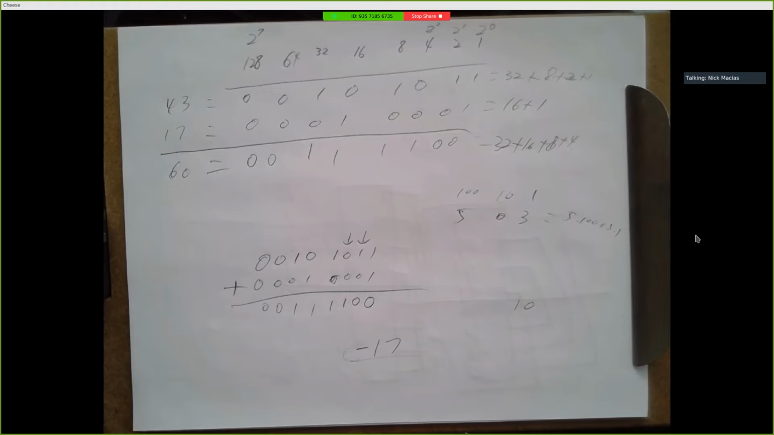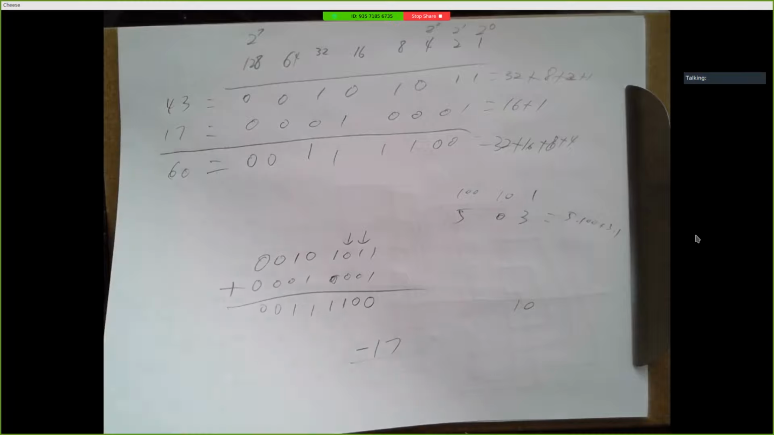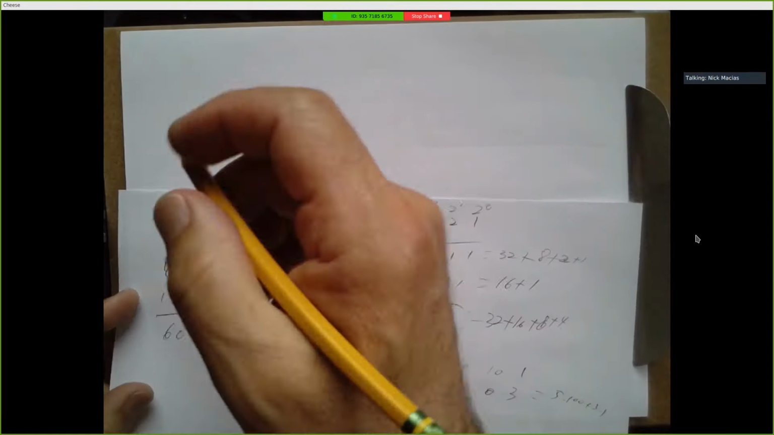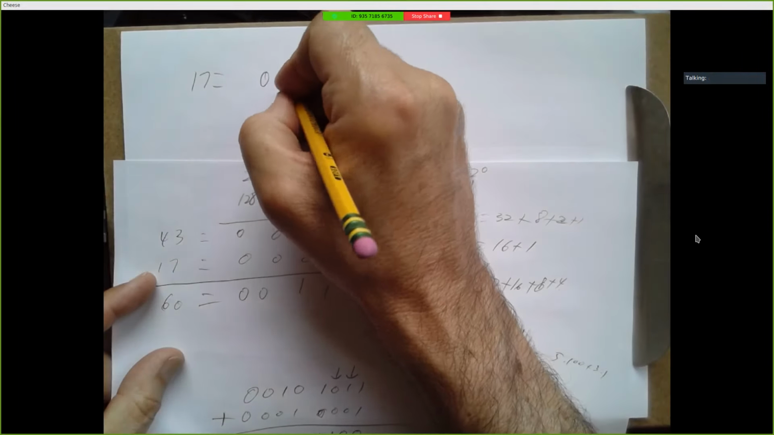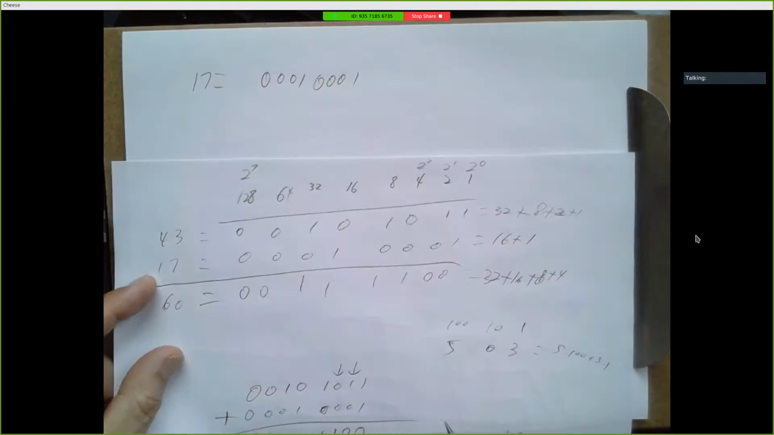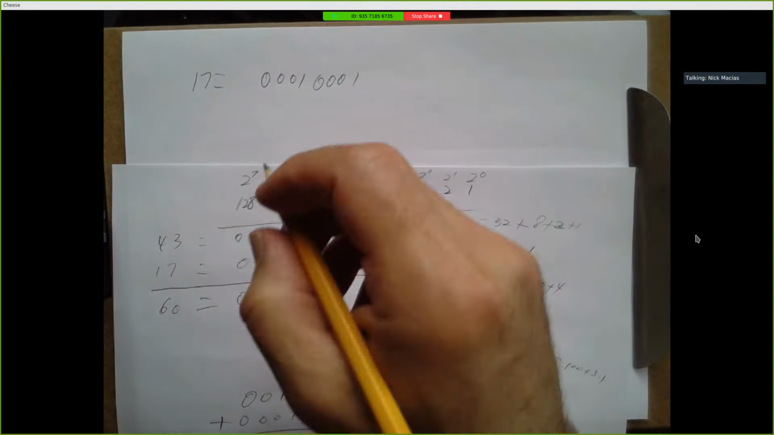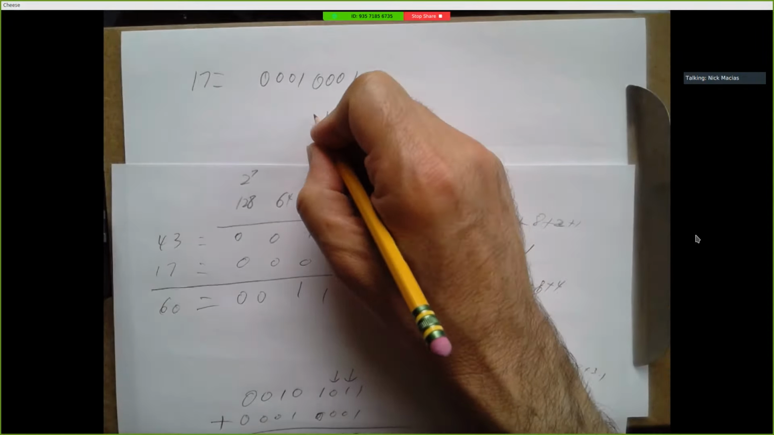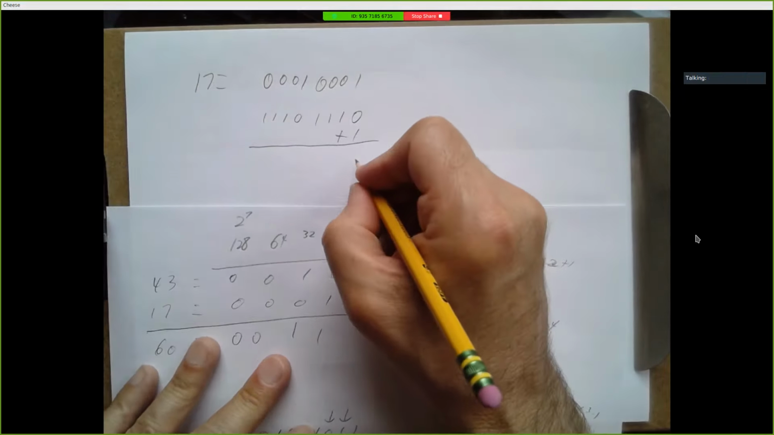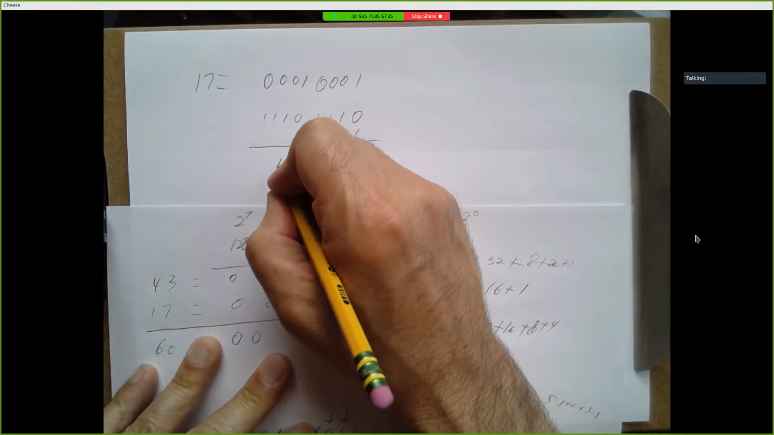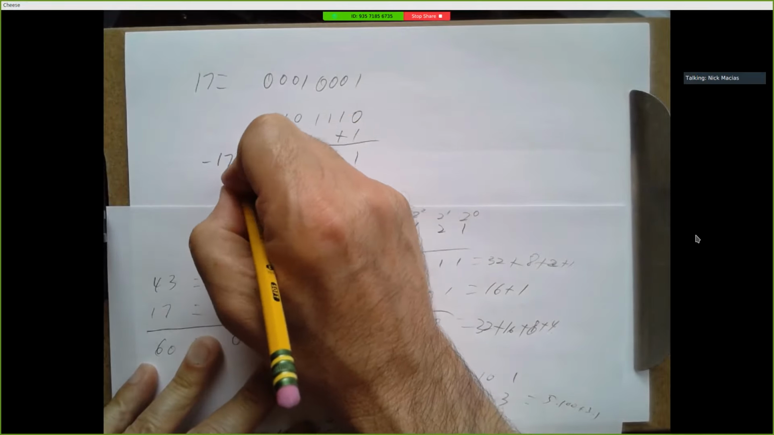And we can do that in binary too. We can just have a symbol which says, hey, this is a negative number. But we do something different. We do what's called the 2's complement. So in 2's complement notation, if I want to find negative 17, I do the following. 17 equals this. Toggle all of the bits. Add 1. That's how we're going to represent negative 17.